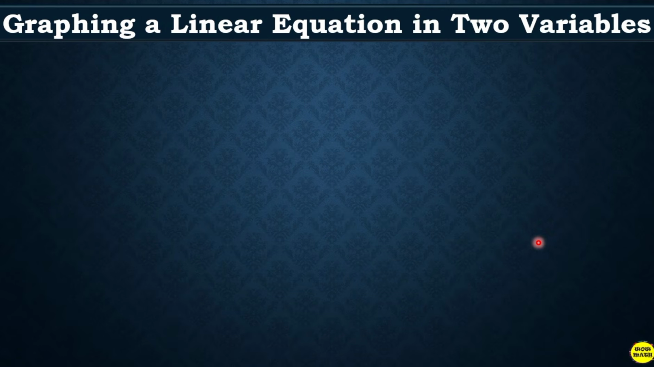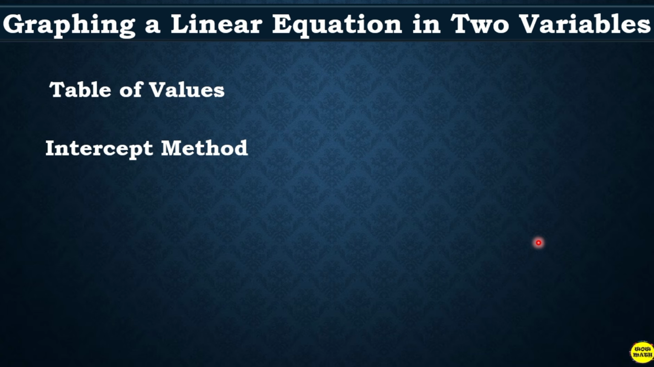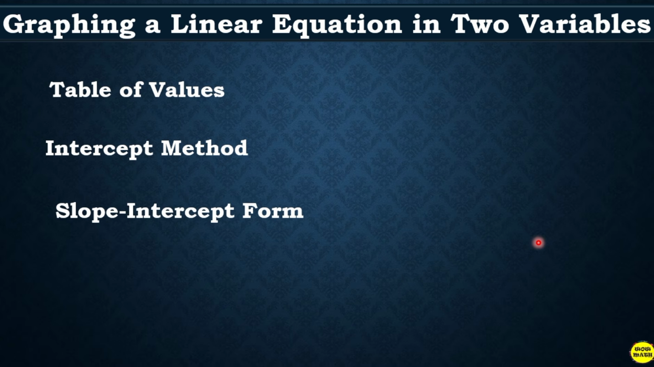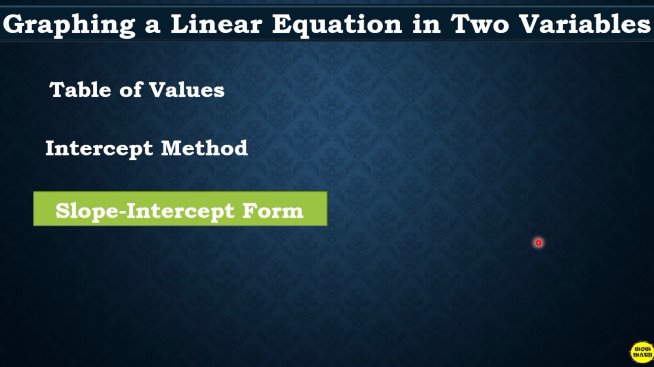So in graphing linear equations in two variables, we have three ways. First is by using the table of values, or when we are given two points. We already have an uploaded video on that, so you can watch the previous videos. The second one is the intercept method, where we use the x and y intercepts in graphing the equation. We also have a video tutorial about this. And the last one is using the slope-intercept form. So, in today's video, we will focus on the slope-intercept form.